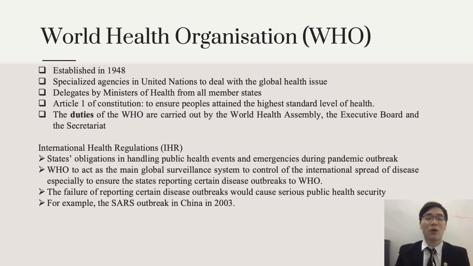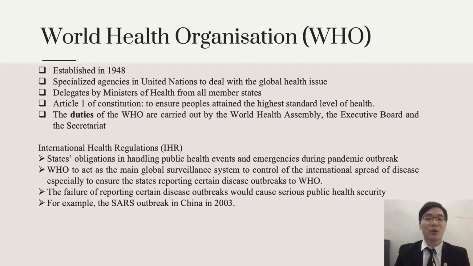In order to uphold global health security, the International Health Regulations came into force that explained the states' obligations in handling public health events and emergencies during a pandemic outbreak. In this regard, the regulations empower the WHO to act as the main global surveillance system to control the international spread of disease, especially to ensure the states report certain disease outbreaks to WHO.